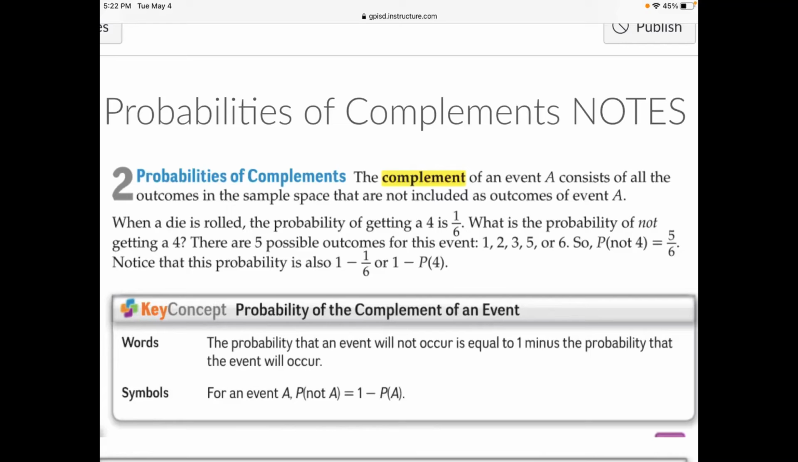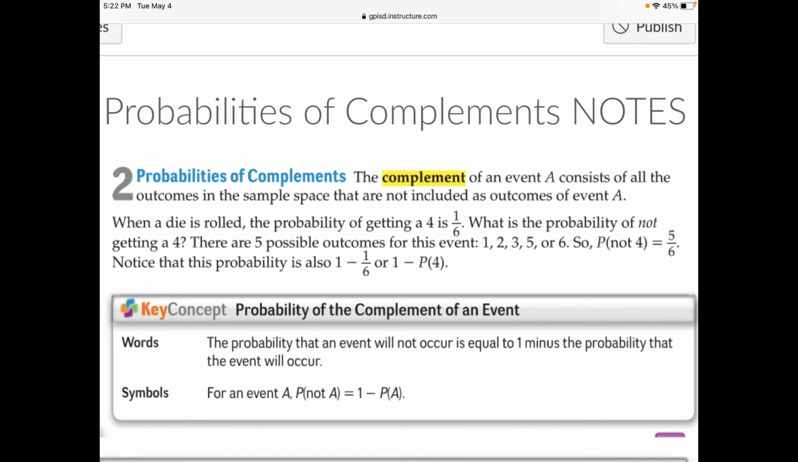Okay, so in this video, we're going to talk about probabilities of complements. The complement of event A consists of all of the outcomes in the sample space that are not included as outcomes of event A. So basically, it's just asking, what are the chances of something not happening?